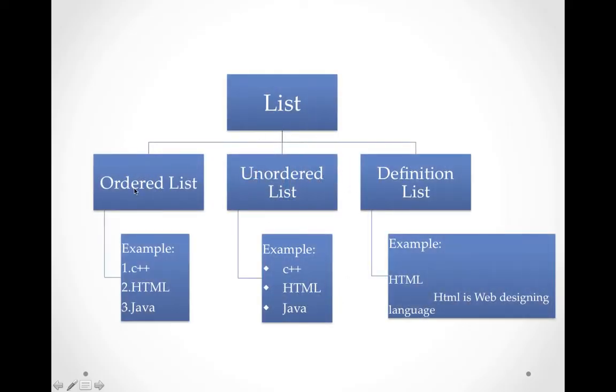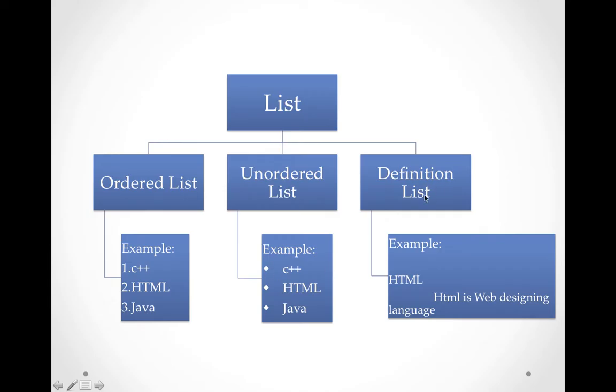Lists are of three types: ordered list, unordered list and definition list. Ordered list means whatever you enter in the list will be in an ordered format, suppose A, B, C or 1, 2, 3, whatever. Unordered list means instead of numbers you will have a circle, disc or bullet, square. Whatever the content of your list is, it will be represented by a circle, bullet or disc.